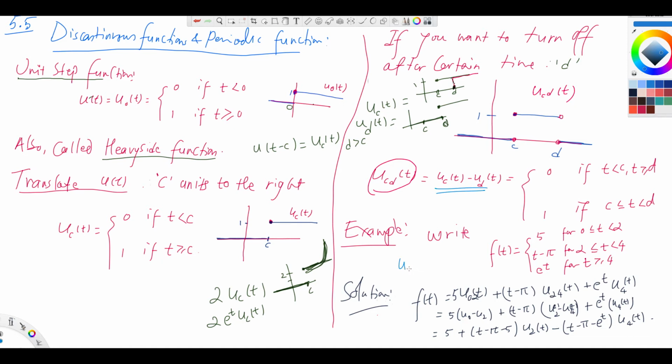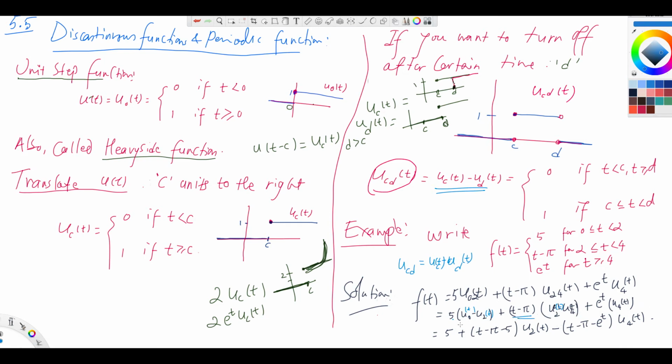Now I want to use that formula: ucd equals uc minus ud, but don't forget t here. So that will be u0t minus u2t, and then u2t minus u4t, and then u4t only, because there is just u4t. If there are two subscripts, you just subtract the first one minus the second one. Now what you do is simplify. You distribute: 5 times u0t minus 5 times u2t, t minus pi times u2t, minus t minus pi times u4t. I'm distributing all these to all of these.